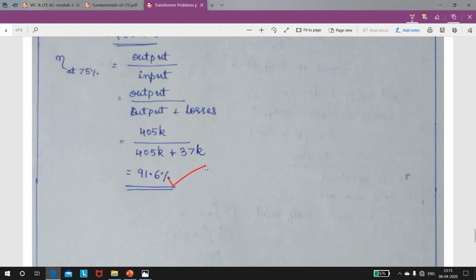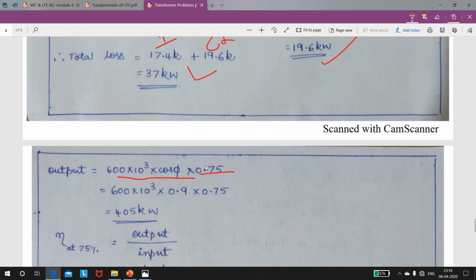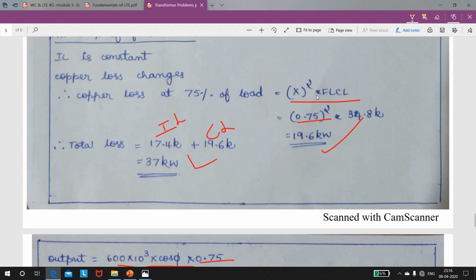So these are the type of problems that you have in the second part. What are the different things that you need to remember here? One is that iron loss is a constant loss, so it doesn't depend upon any type of load; it will be constant for everything. Copper loss changes. Copper loss is a variable loss, it will depend upon the type of the load, therefore for different loads you will have to calculate the copper loss. How can you calculate? I have already given you one equation: x square into the full load copper loss. This is how you calculate copper loss.